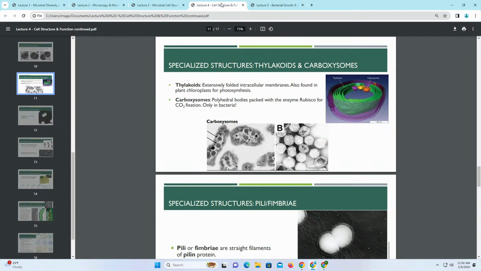Another specialized structure that we talked about is these thylakoids and these carboxysomes that are part of photosynthetic bacteria. Just like plants have a thylakoid membrane, bacteria that are able to photosynthesize also have thylakoids, which are membranes that are extensively folded within the cells, and they're important for photosynthesis. And then there are also these carboxysomes, which are so important in carbon dioxide fixation and occur only in bacteria. Plants don't have this, just bacteria, particularly cyanobacteria.